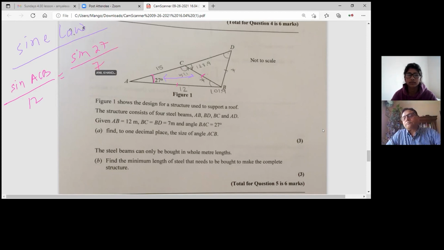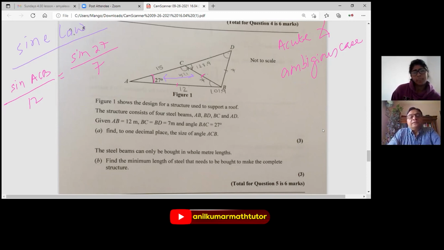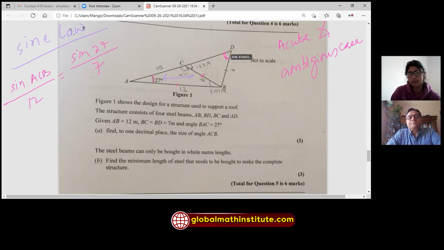Is it okay? Now, whenever you apply sine law, since you have an acute angle, there could be ambiguous cases. You understand ambiguous case? No. Okay. The thing here is that this particular 7 could form different angles. As shown here, this also is a triangle form, correct? ADB is also a triangle form, correct?